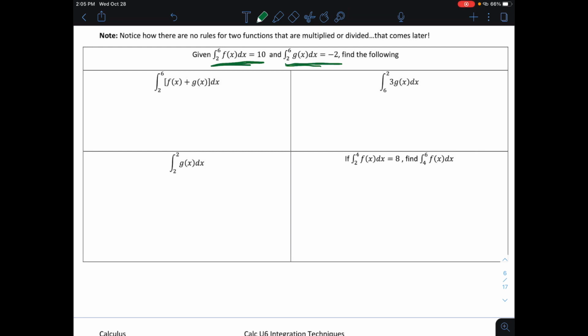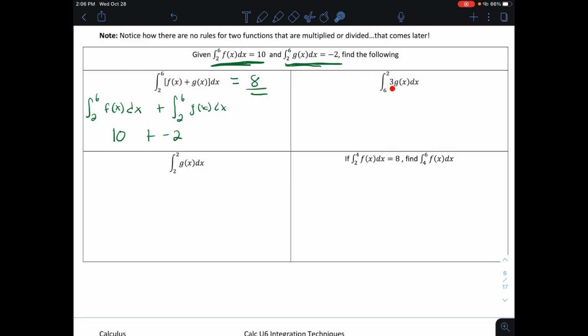The first one, I want to find the value from 2 to 6 of f of x plus g of x dx. In order to find its value, we're going to break apart the sum into the area underneath the f curve from 2 to 6 plus the area underneath the g curve from 2 to 6. Now we can substitute in. The first value is 10, the second value is negative 2, so the overall value would be equal to 8.